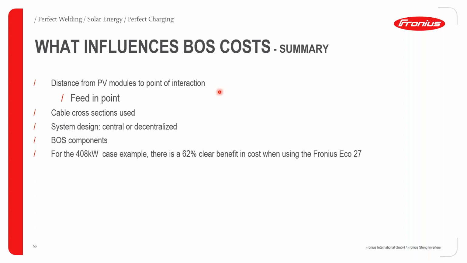So what influences the BOS costs? As a summary, we can talk about the distance from the PV module to the point of interaction, or the feeding point in this case. That has to be a big consideration for you when you're designing the system. And then of course, we have to look at the cable cross sections that are used. What is the system design? What is optimal for you? Are you going to go as a system designer for a centralized system or a decentralized system?